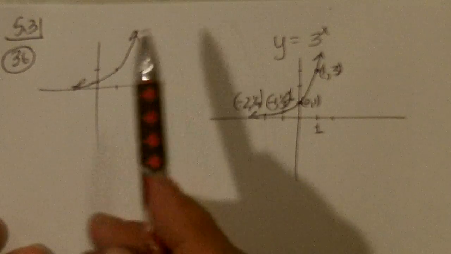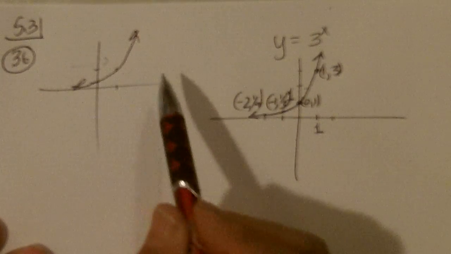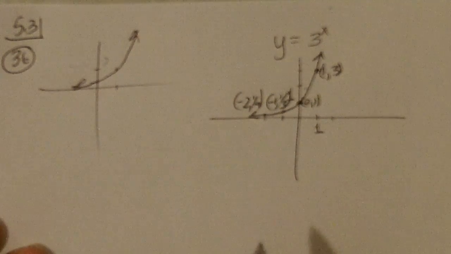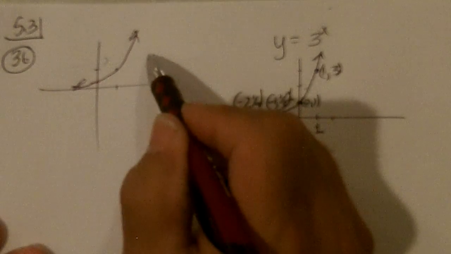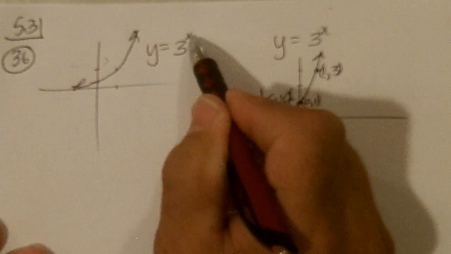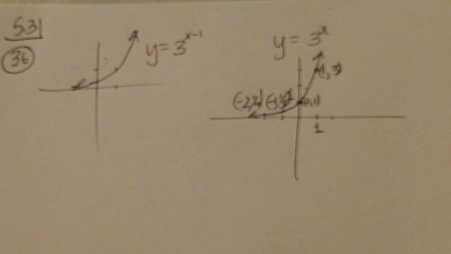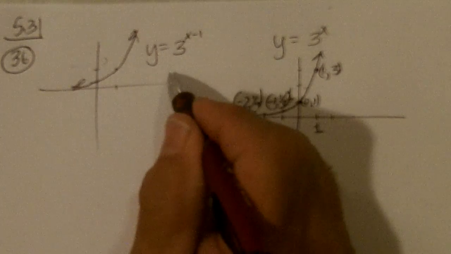Looks like this graph is just the original one moved over 1 that way. And so to move something 1 in the x direction, you would subtract 1 from the x. So this would be y equals 3 to the x minus 1, which moves it plus 1. So that is F.